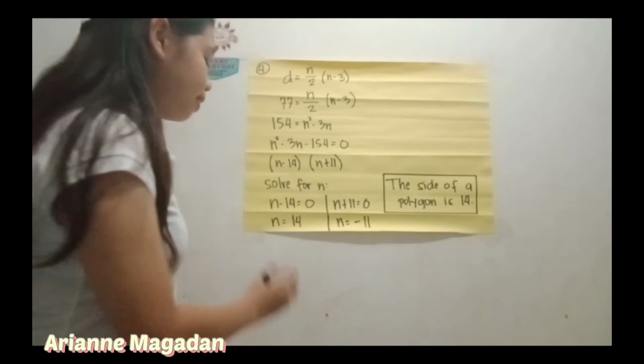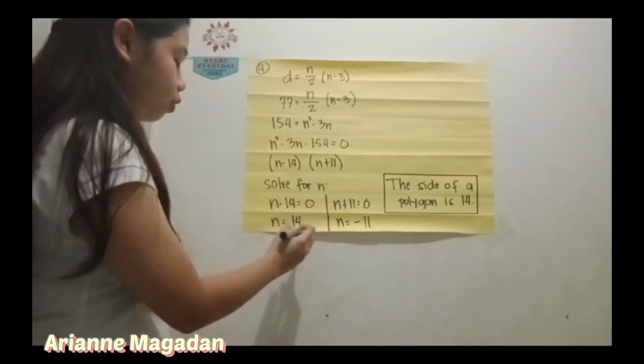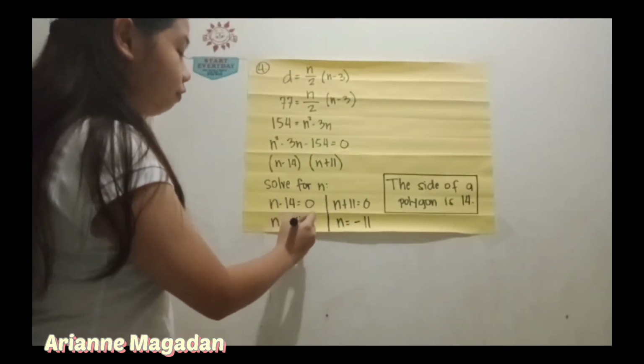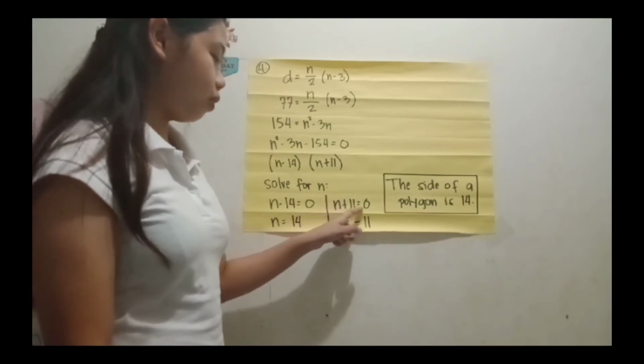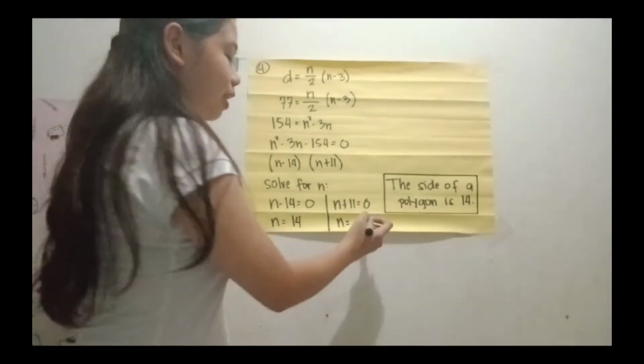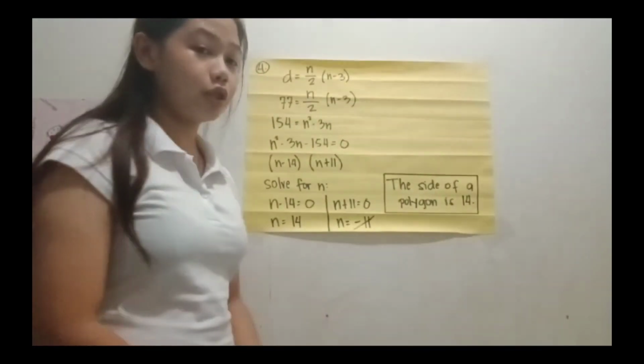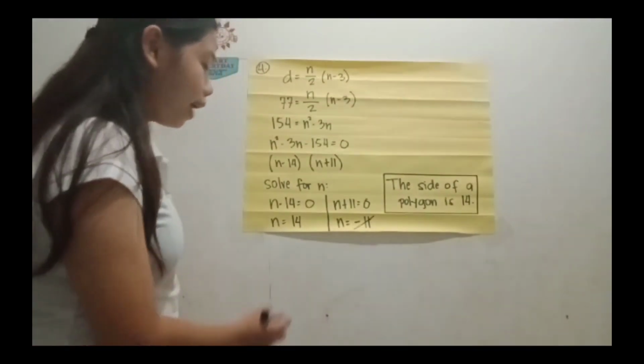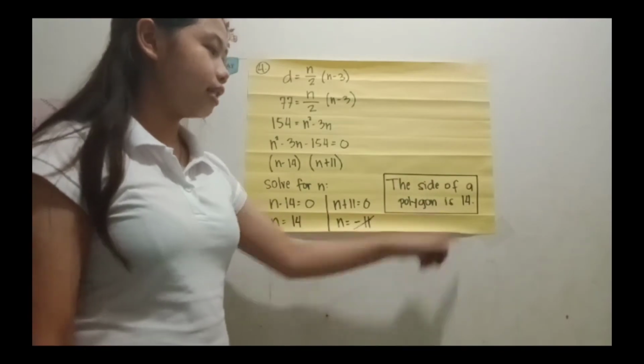To solve, n minus 14 equals 0. Transposing to the right, n equals 14. For n plus 11 equals 0, transposing to the right, n equals negative 11. We eliminate negative 11 because there are no negative numbers of sides in a polygon. So our answer is the number of sides of the polygon is 14.